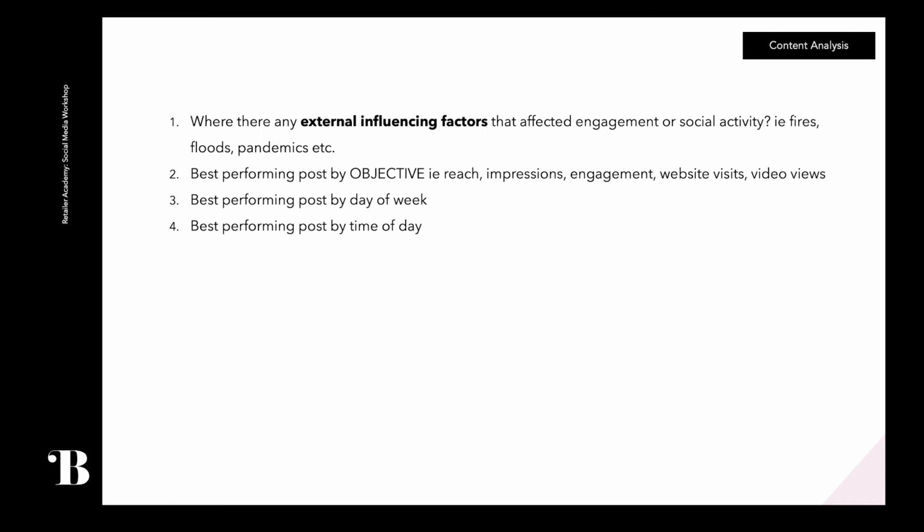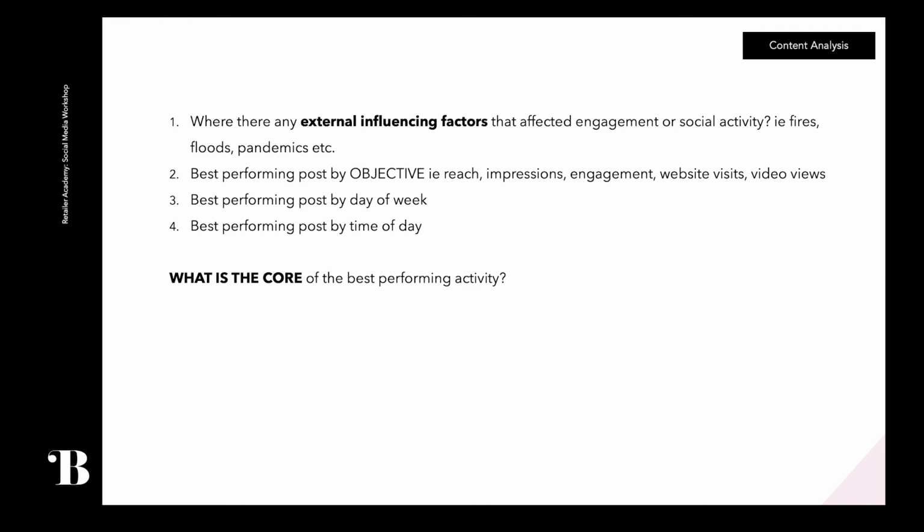But you have to have a hypothesis. Now that's saying, I think Sunday will perform better than Tuesday. And then post and prove yourself right or wrong. And not only that, I think posting before 10 a.m. on a Sunday will perform better than posting before 10 a.m. on a Tuesday. So you need to actually create what's the test that I'm looking for and what am I going to analyze its success against.